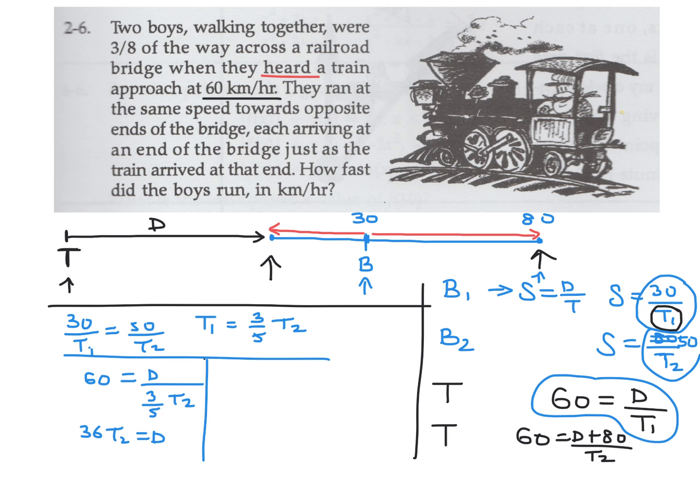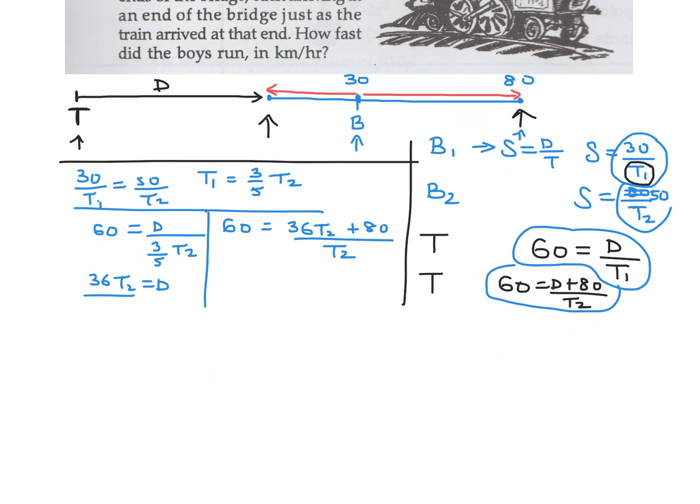And then I will use this formula: 60 is equal to D plus 80 over T2. Well, D is this guy, so I'll put in 36 T2 plus 80 over T2, and this will allow me to solve for T2. If I cross multiply, that's 60 T2 equal to 36 T2 plus 80, and therefore 24 T2 is equal to 80, and therefore T2 is equal to 80 over 24, so that's 10 over 3.